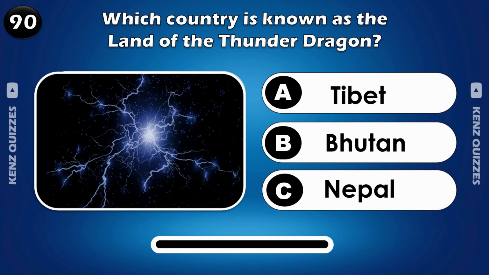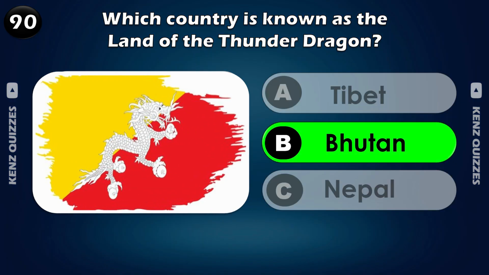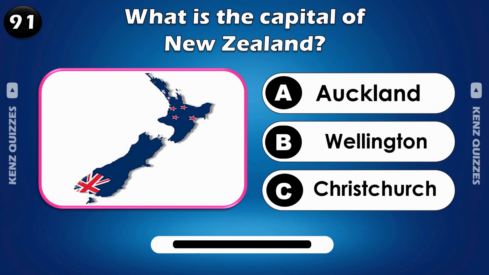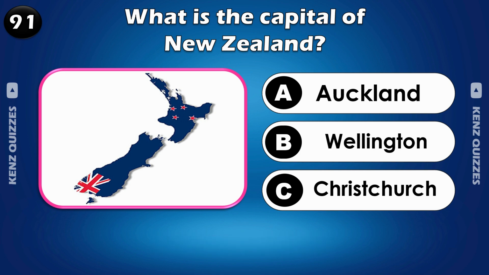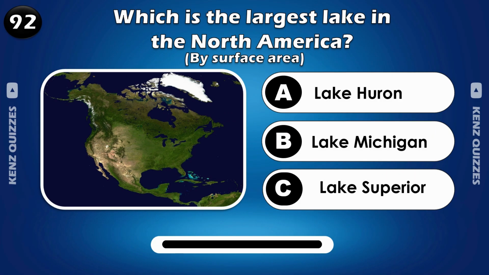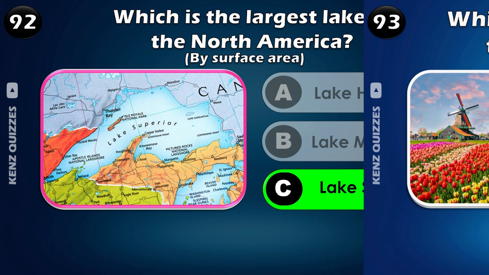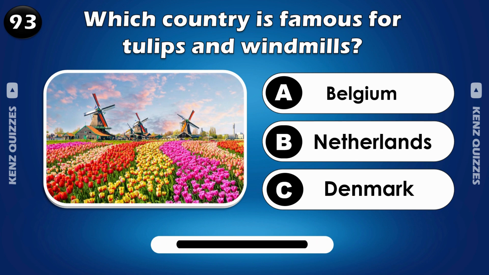Gravity. Which country is known as the land of the thunder dragon? Bhutan. What is the capital of New Zealand? Wellington. Which is the largest lake in North America? Lake Superior. Which country is famous for tulips and windmills?